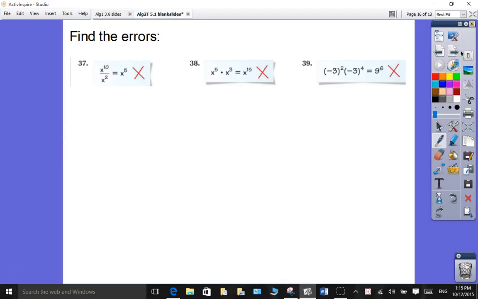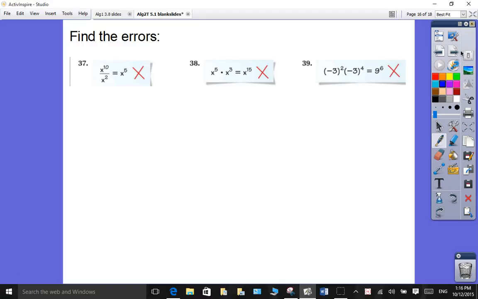So here's our check the errors. What did they do wrong on the first one? Abdo. They divided the exponents. What should they have done? Yeah. What should the right-hand side have been? X to the 8th. And how about the second one? What did they do wrong? They multiplied instead of added, right? So it should have been x to the 8th.